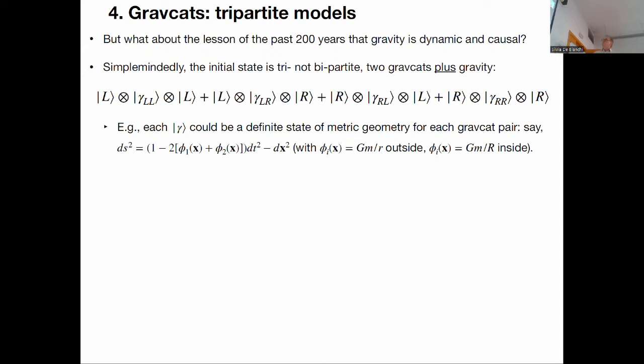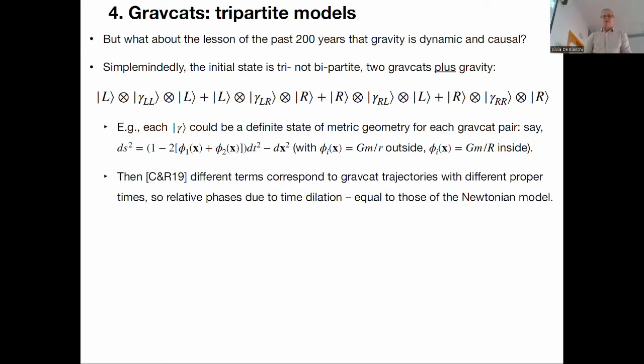Okay, so that's where you take the potential. Sorry, I should say, little r is the coordinate from the center of the grav cat, and big R is the radius of the grav cat. So basically it's just saying constant potential inside each grav cat. Okay, well, now you think about things in a different way.